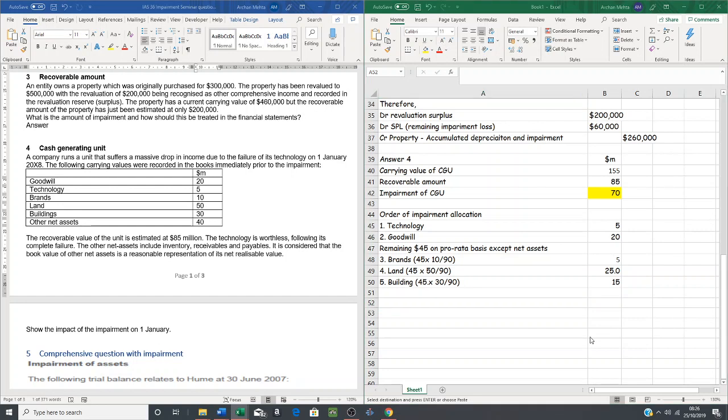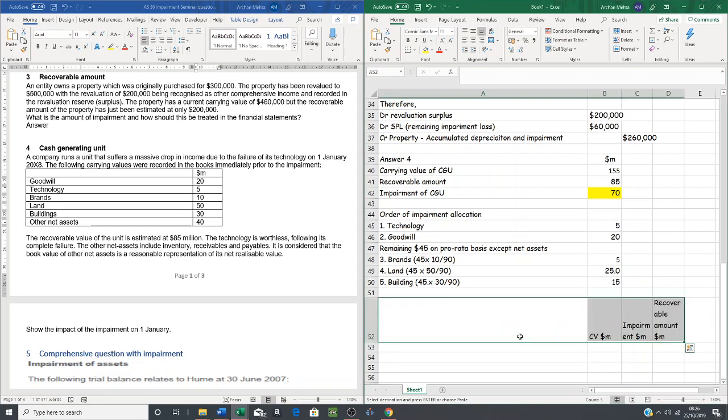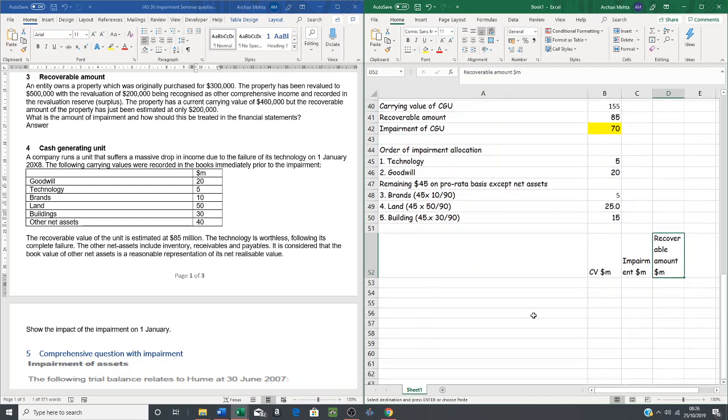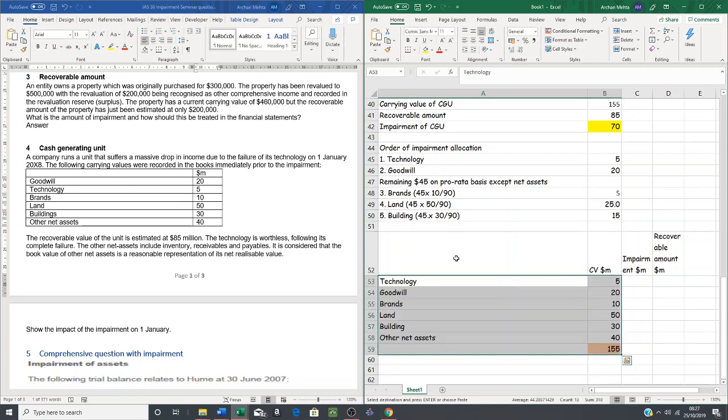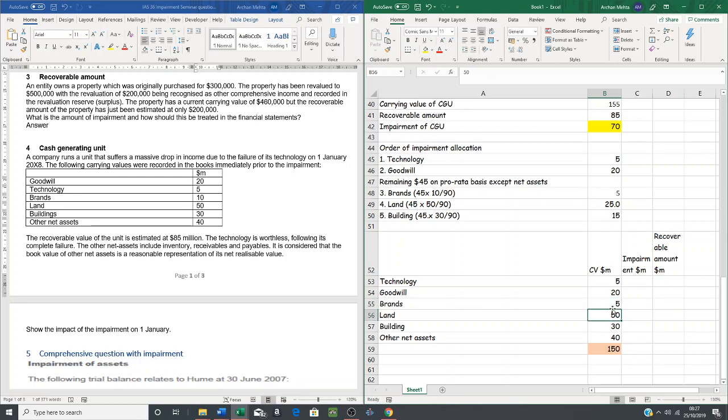We'll need a nice table which will look something like this. First the details column, then carrying value in millions, impairment in millions, and then recoverable amount in millions, so we can reconcile our answer. First of all, let's list all the carrying values, just copying the question. Technology is 5, goodwill is 20. Sorry, brand is 10. What am I doing? Brand is 10. Sorry, my fault.